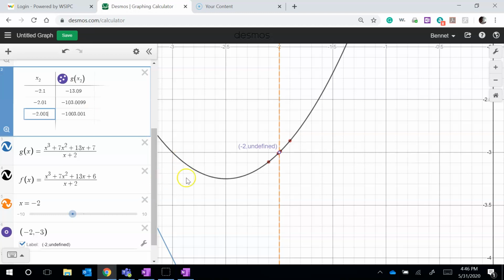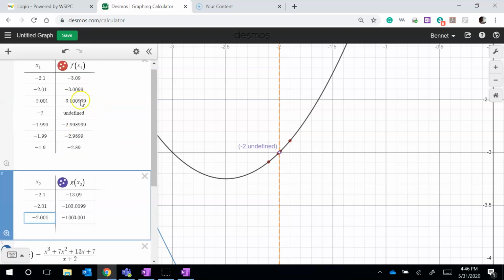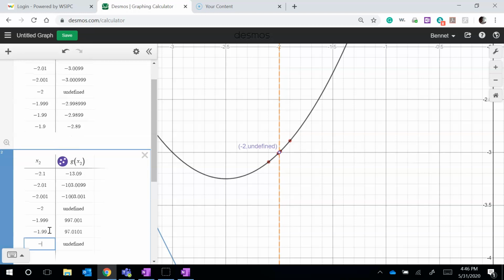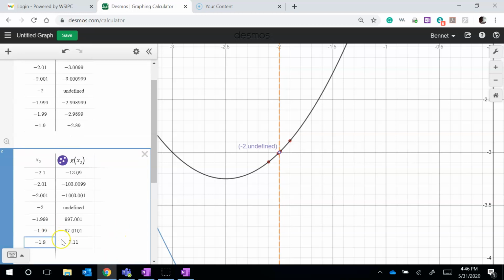And you can see that this thing, in contrast with this was getting closer to negative 3, is just exploding. This is getting closer and closer to negative 1.99, negative 1.9. As I come from both sides, this one is going closer to negative infinity. It was negative 13, then 103, 1,003. If you added another 0 in here, you could probably predict it would be negative 10,003.